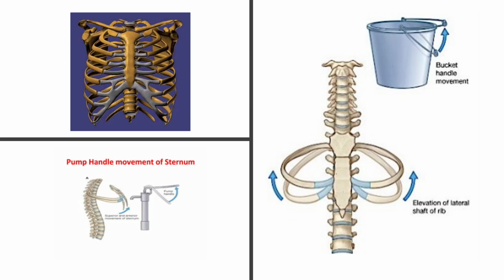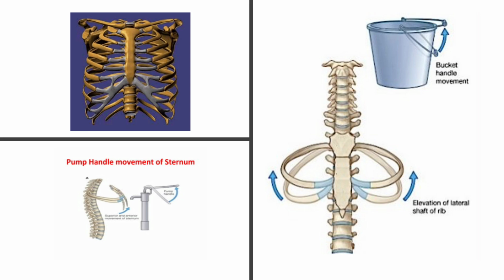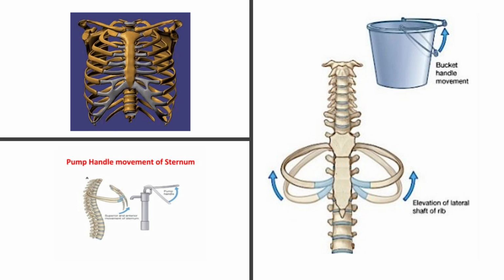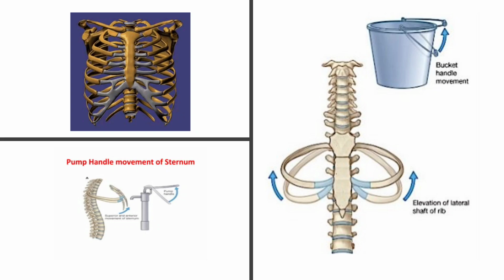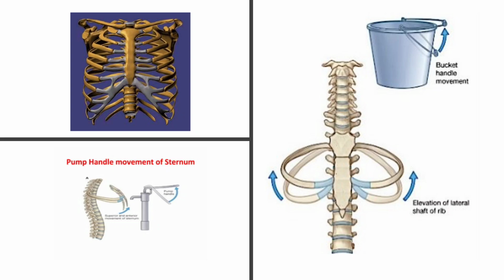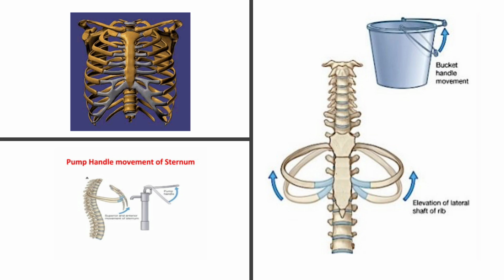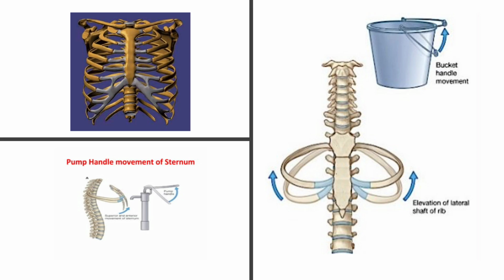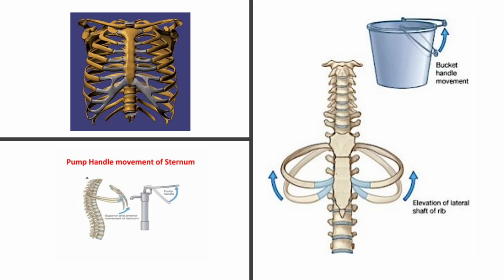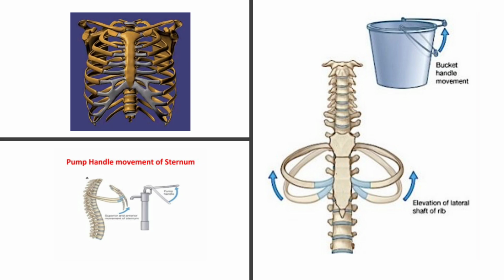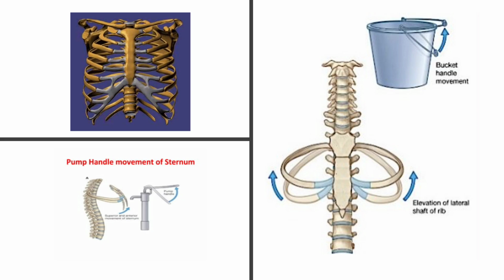The second to tenth ribs rotate upward and outward by this movement, similar to the movement of the handle of a bucket. So when it is moving in this direction, what will happen? The transverse diameter of the thoracic cavity will be increased. So this is the bucket handle movement due to contraction of the external intercostal muscles.